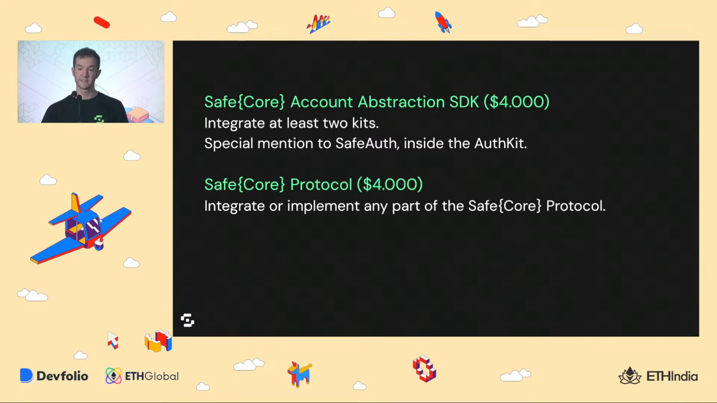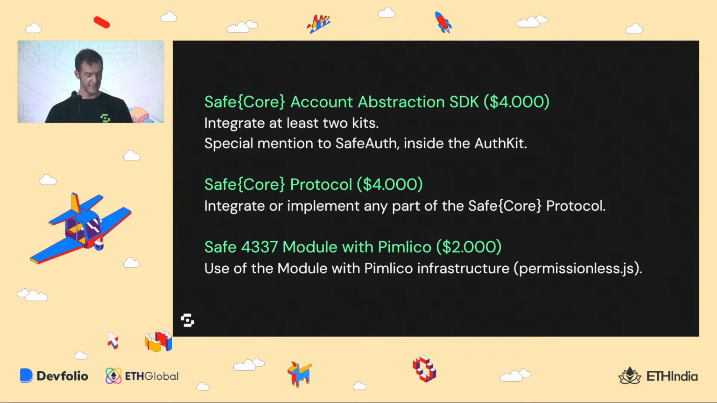The second track is related with the Safe Core protocol, 2 prizes of 2K each, integrating or implementing any part of the Safe Core protocol with plugin, hooks, the manager, the registry. And the last one is a collaboration with Pimlico. We have a Safe 4337 module that you can plug into your Safe and execute using the Pimlico infrastructure. They also have an SDK called permissionless.js. There's information in our docs and on their site as well.